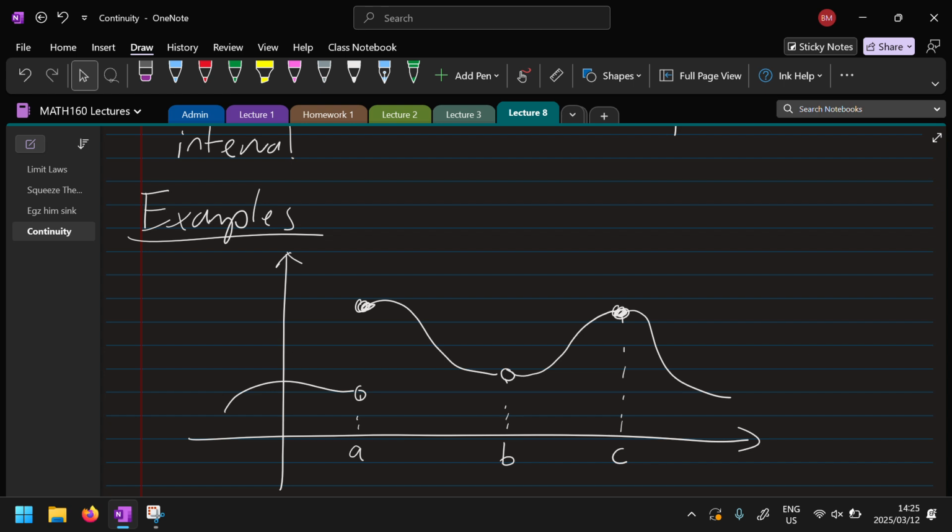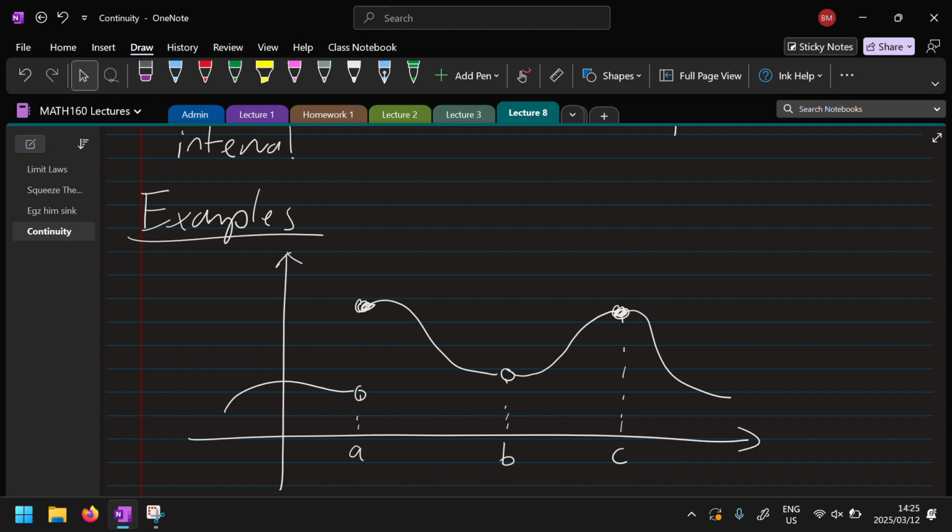And C. Limit from the left is here. Limit from the right, we follow the curve, is here. The function value is also here. The function is continuous at this point. Okay, so please make notes of those 3 cases.